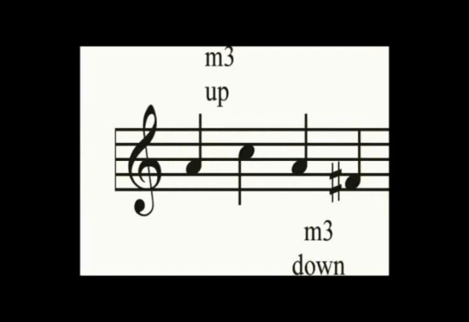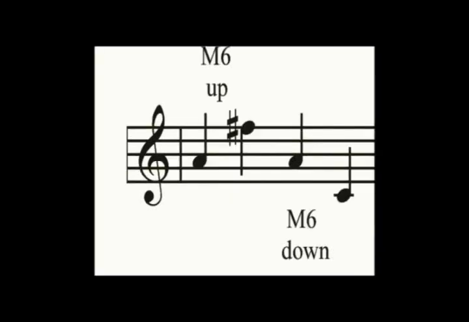to. Inverting an interval is using the same interval descending as it is ascending, or ascending as it is descending, such as a minor third. A minor third up from the root is a minor third. A minor third down from the root is a major sixth. A to its minor third, C, and then A to its major sixth, F sharp, and vice versa.